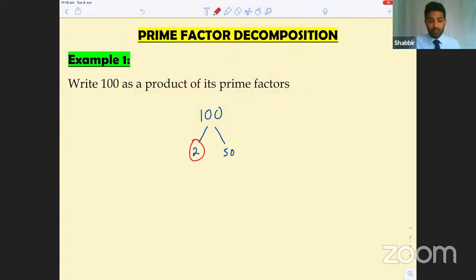50 isn't a prime number, so what we need to do is continue to branch off 50, and again think of 2 numbers that multiply together to make 50. So what 2 numbers multiply together to make 50? 2 and 25 you could have, so I'm going to write that there.